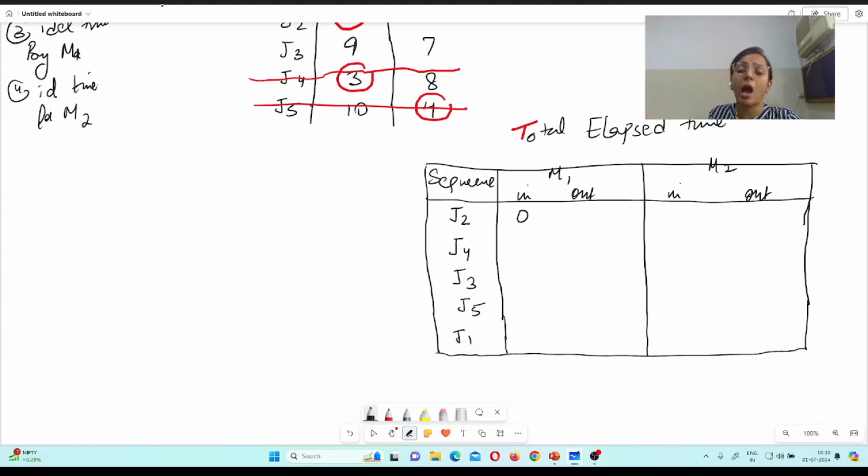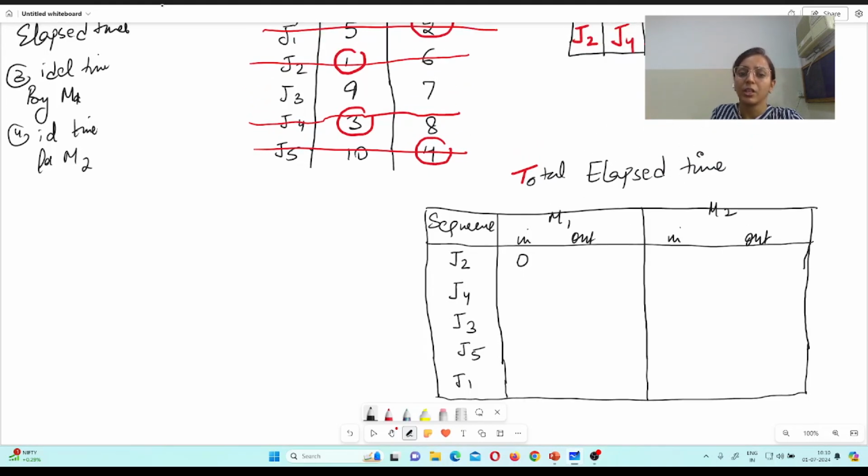Like in time is the processing time, we start at the initial point, that will be 0. And when we come to the out, we have to see the time the job is taking. So for one machine, job 1 is taking how much time? 1 minute, right? So over here it is 0 plus 1, that it will be out in 1 minute.